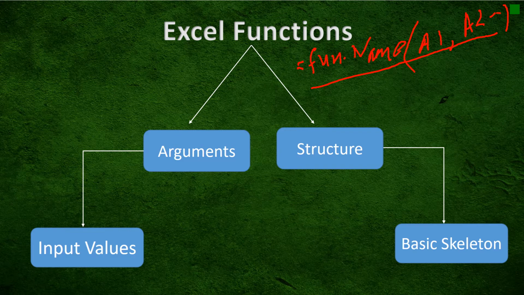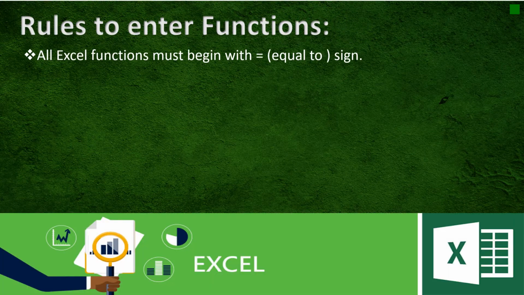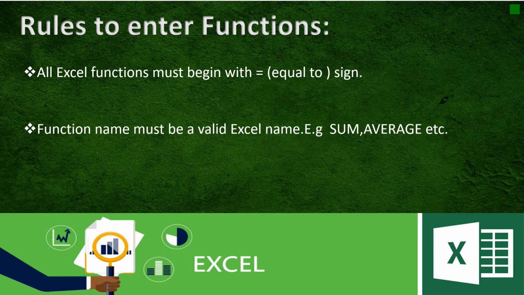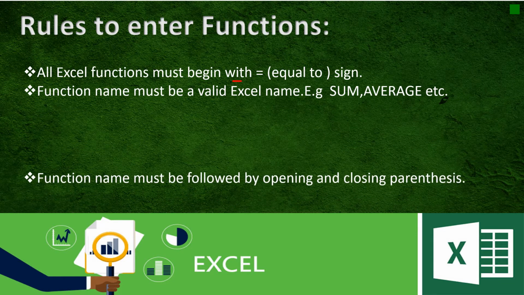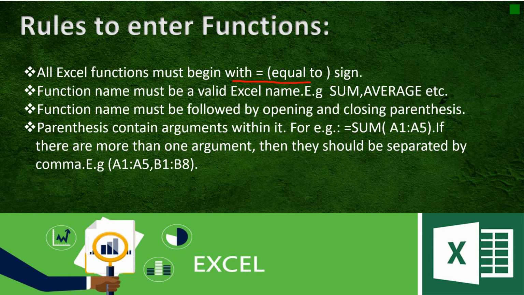So this is the general syntax to write down the Excel function. Let's move to the next slide to learn the rules to enter the functions. First, it always begins with the equal to sign. Next, it must have a valid Excel function name, that is SUM, AVERAGE. Next, it must be followed by the opening and closing parenthesis, means brackets. Clear? Opening and closing both should be there. Next, these parentheses can contain arguments within them.